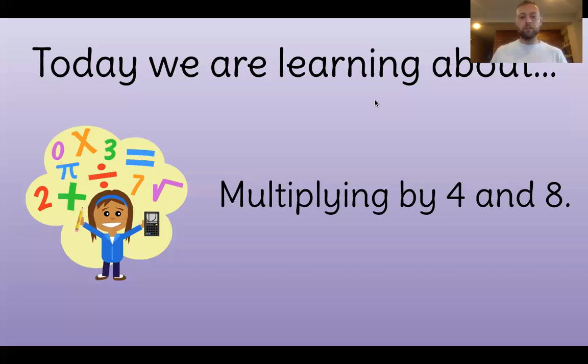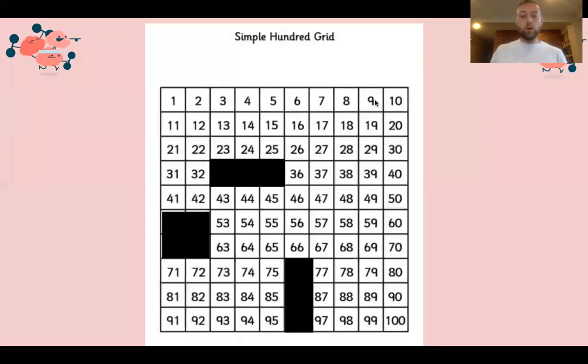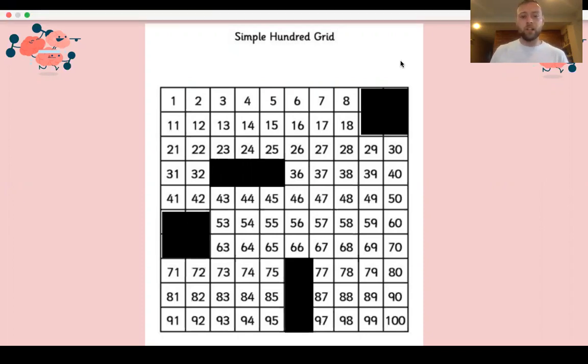Okay, so, oh no, it's happened again. I gave you a 100 square the other day, but look, things have disappeared. Can you spend the next 2 minutes trying to work out what the missing numbers are? Okay, so pause the video now and see if you can work out what the missing numbers are. Go.